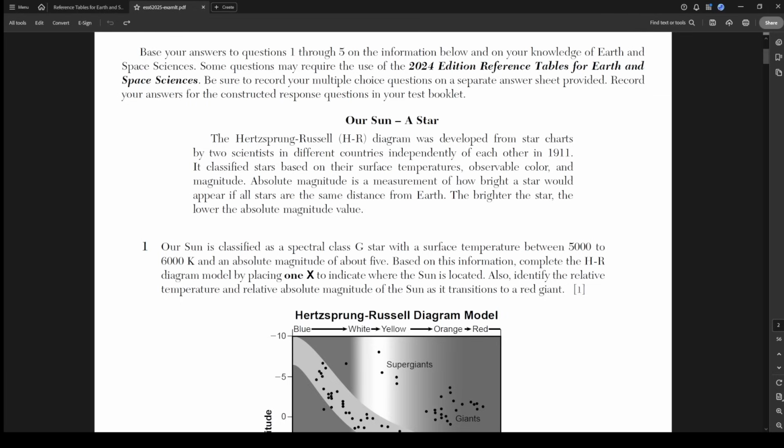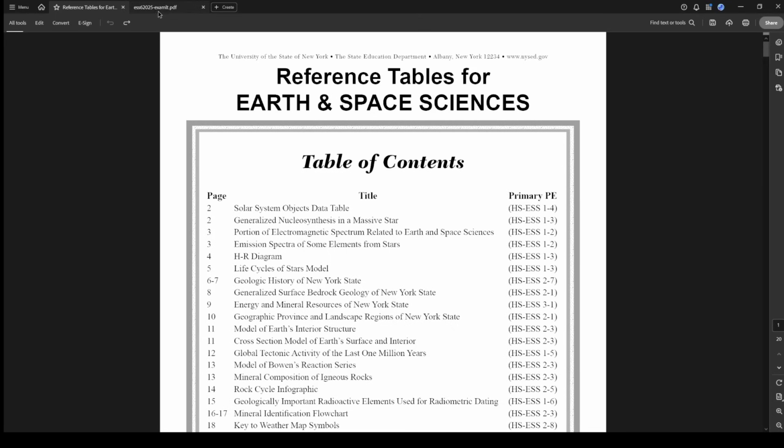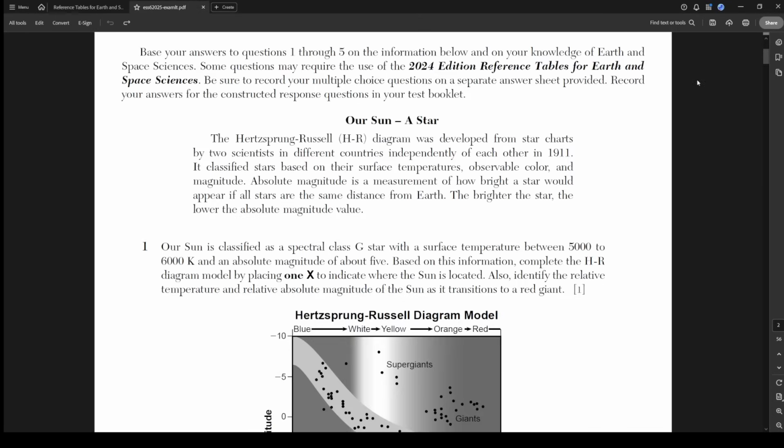All right, number 1. Base your answers to questions 1 through 5 on the information below and on your knowledge of Earth and space sciences. Some questions may require the use of the reference tables, which we have here. So if you want to, you can do the question first. I will put the link in the description on where to get it. Or you could do the whole thing first and then watch me go through it. You could have your reference table out to follow along with me as I go and just pause the video as you see fit.